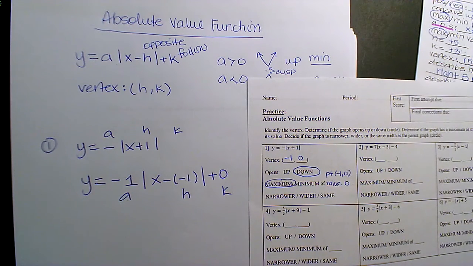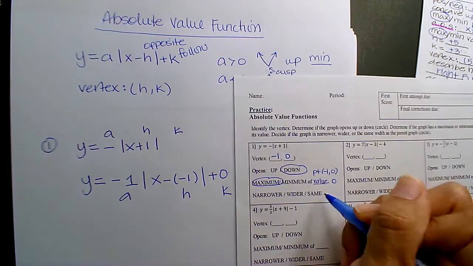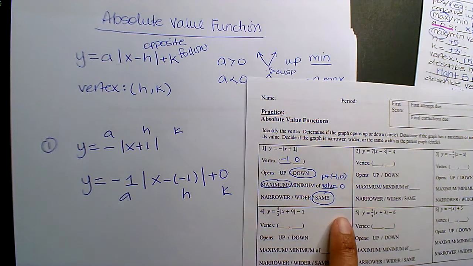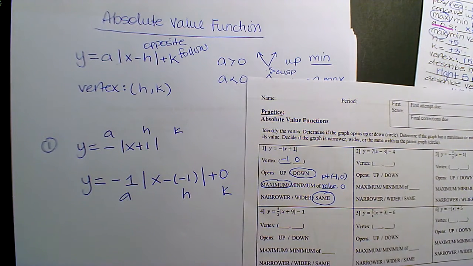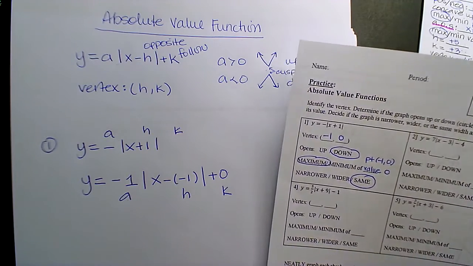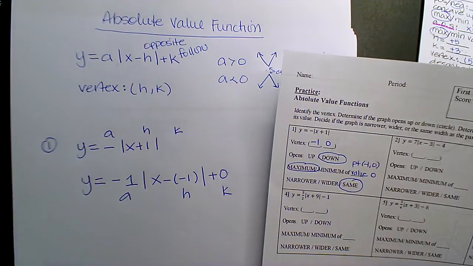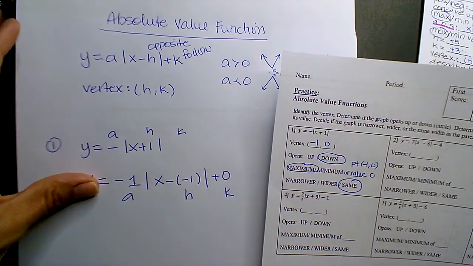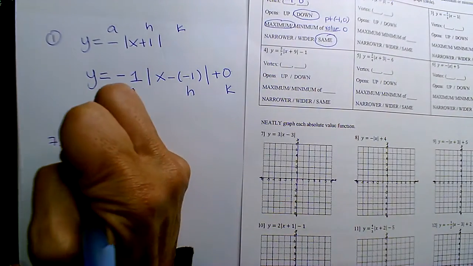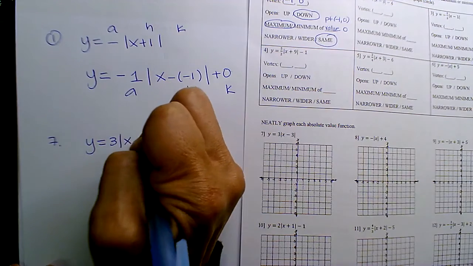Okay, narrower, wider, or the same. Here, it's going to be the same because the a value is 1. And we'll get to that when we get the graphs. Okay. All right, that's what you're doing for 2 through 6. Okay, for the bottom, for 7 through 12, it says neatly graph each absolute value. So if I look at 7 here, you have to graph.